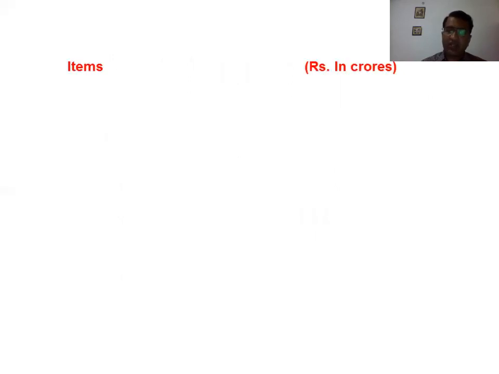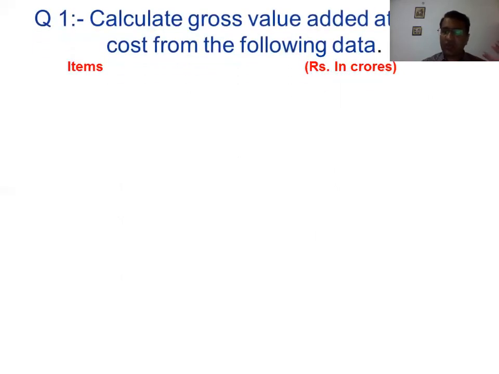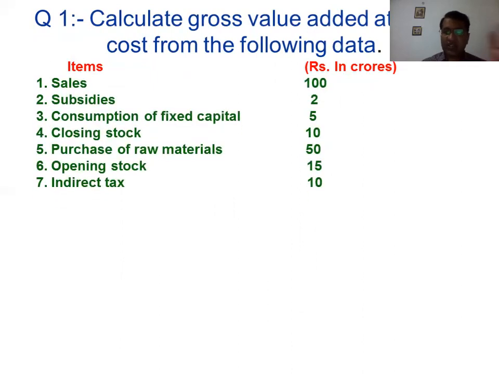Now let's try to solve the numericals on the basis of those steps. First, the data is given here. Sale is given as 100, subsidy is 2, consumption of fixed capital or depreciation is 5, closing stock is 10, purchase of raw material is 50, opening stock is 15, indirect tax is 10.